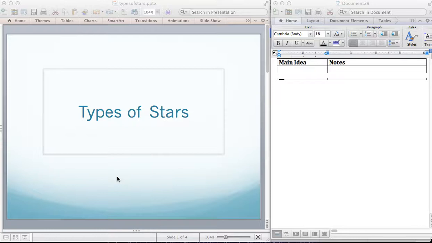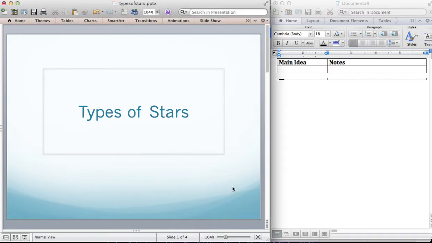Stars. This is the first set of notes for the second half of our astronomy unit. So your table of contents should just be labeled Astronomy Part 2, and then your types of stars notes would go on page 3. So let's go ahead and get started.